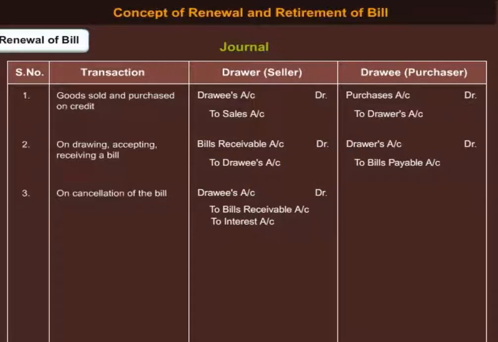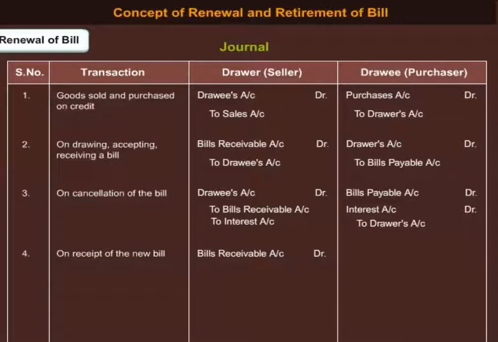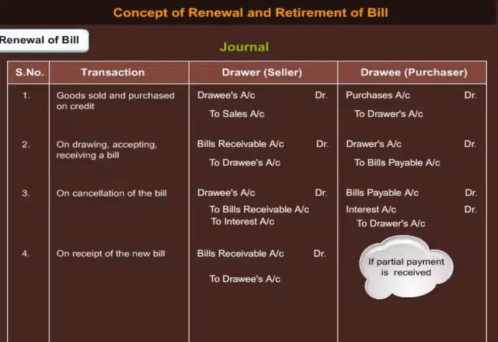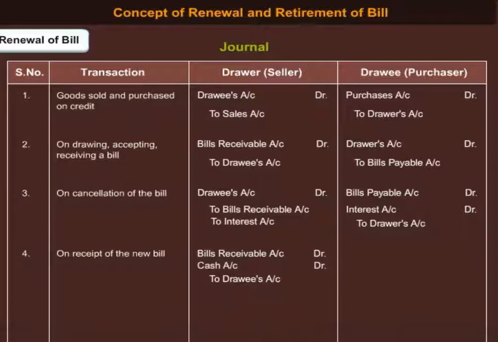Similarly, in the books of drawee, BP account is debited. Interest account is debited as it is an expense and drawer's account is credited. Now, on the receipt of new bill, BR account is debited and drawee's account is credited. If in case drawee receives some amount immediately, then cash account is also debited like this.